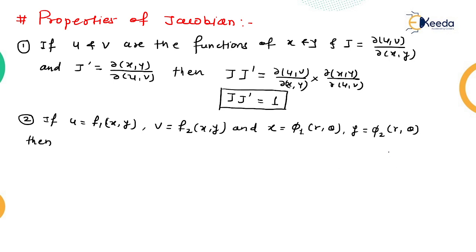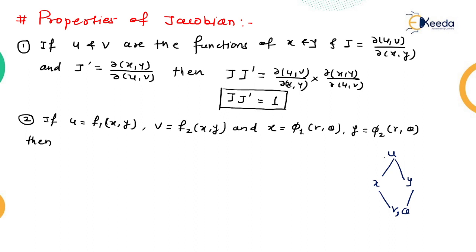I also want to show this using the graphical method. Suppose u and v are functions of x and y. So let's see, u and v are functions of x and y, and these x and y are functions of r and theta. So r comma theta.